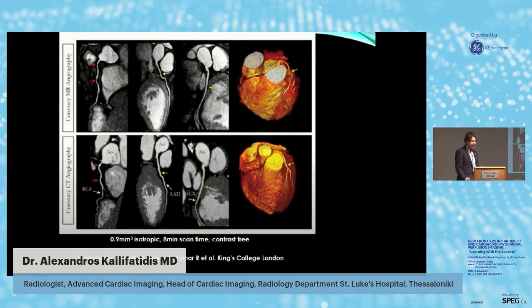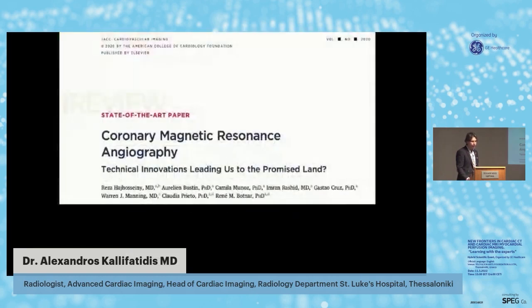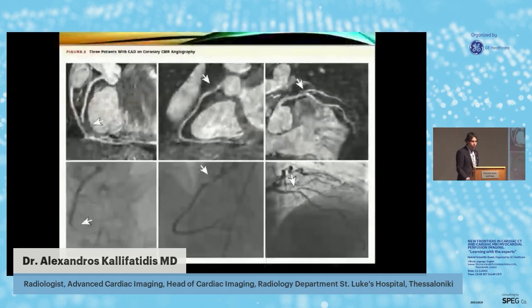We can see these excellent images and correlation with CT, nice projections of the coronary arteries with MRI. We can see the stenotic lesions, or we can see different sequences in order to see the characteristics of the plaque and if it is more unstable and vulnerable. Other technical innovations, here examples from this excellent publication.